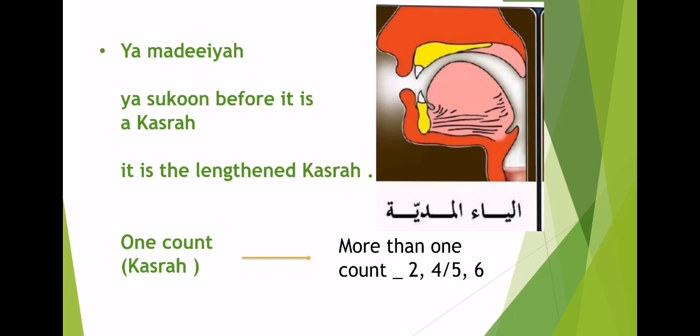Now we will go to the ya madiyya. What is the ya madiyya? The ya madiyya is the extension of the kesra. The kesra is only 1 count, but for the ya madiyya, it is more than 1 count. It can be 2, it can be 4, it can be 5, it can be 6.